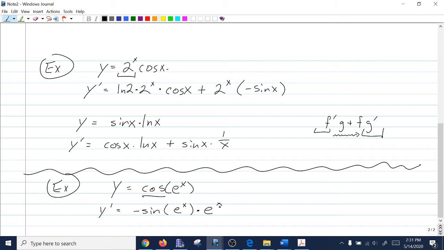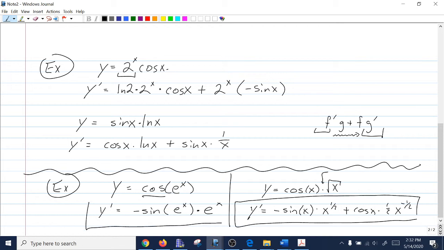Compare this with y equals cosine x times square root of x. Outsidemost thing is multiplication. Derivative of cosine is negative sine. Leave the second part alone. Plus leave the first part alone. Derivative of x to the 1/2 is 1/2 x to the negative 1/2.